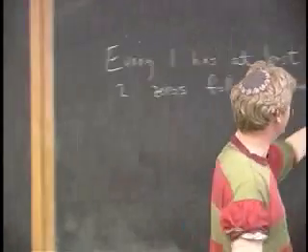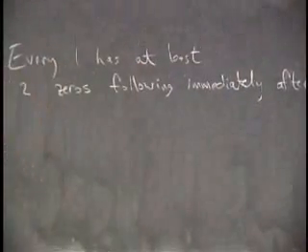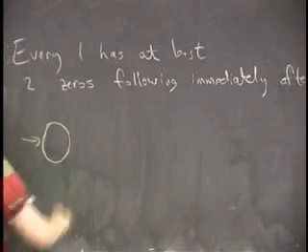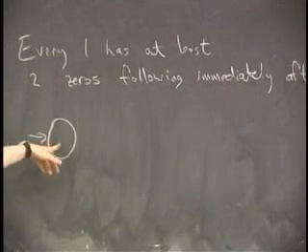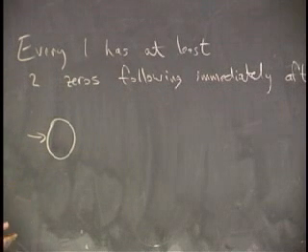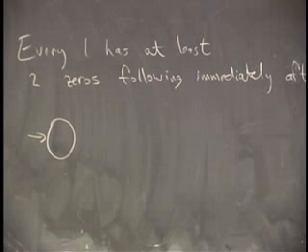We're doing this machine. Every one has at least 2 zeros following immediately after the 1. So I want you to help me do this. Okay, so we're starting in this state, and we're reading a string, and we want every time you see a 1 for there to be at least 2 zeros afterwards. So help me out. Oh, me personally? You personally. Yeah. Oh, well.